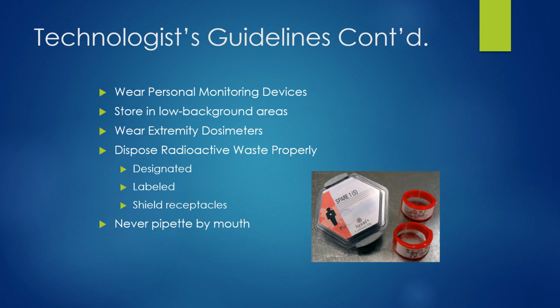Technologist guidelines also include wearing your personal monitoring devices. That includes your ring badge and your whole body badge. The part of the ring badge that has a little chip behind it is where your actual dosimeter is, so that white part should actually be facing in. It's a little backwards from how we normally wear rings. Store badges in low background areas, wear your extremity dosimeters, and dispose of radioactive waste properly in the designated, labeled, and shielded receptacles. So make sure with your badges that you're storing them outside of the department if possible. If you can't, then they should at least be stored in low background areas, not in the hot lab.